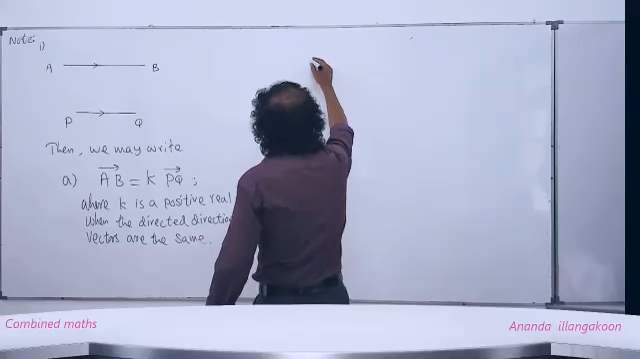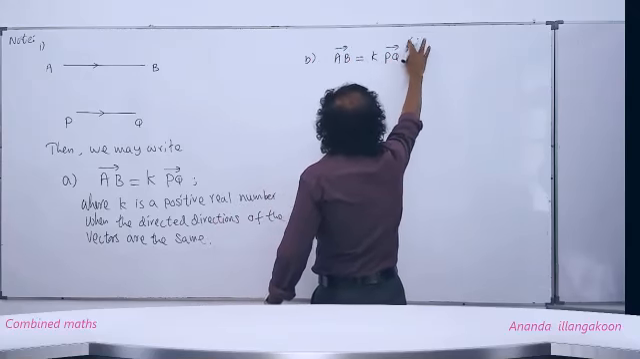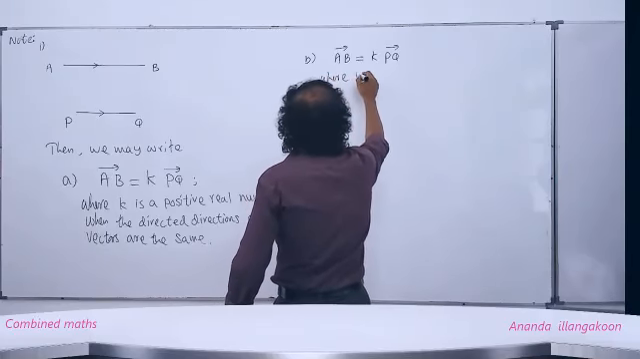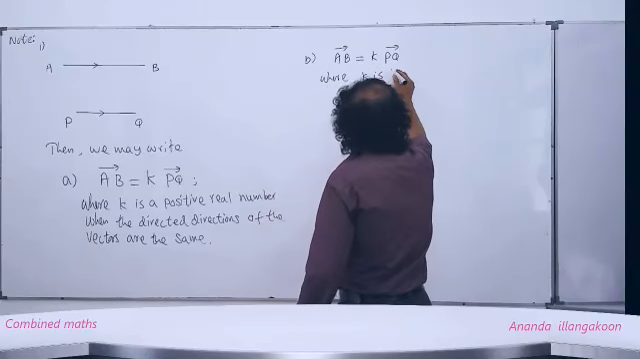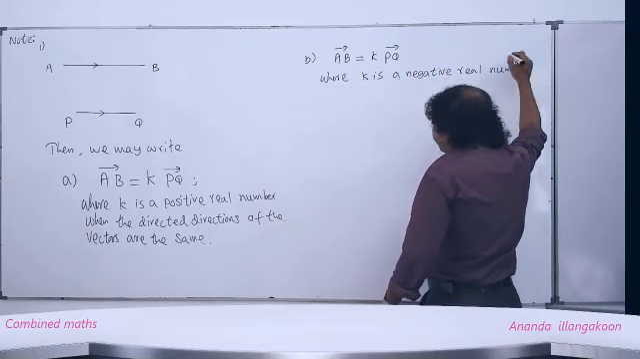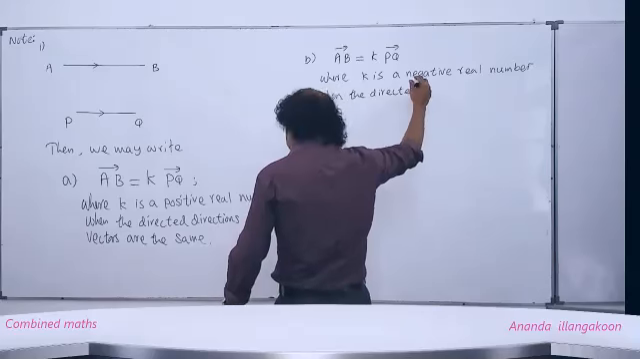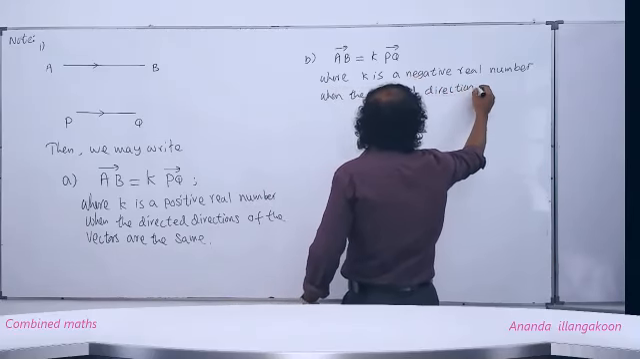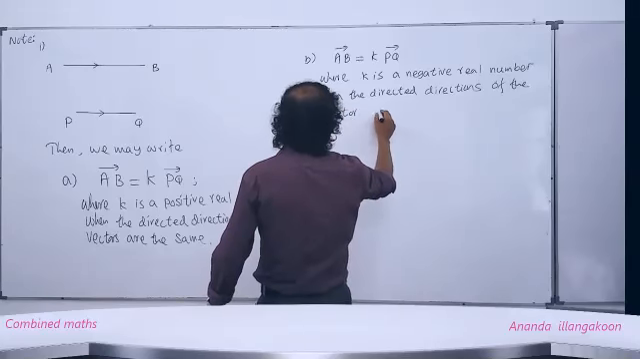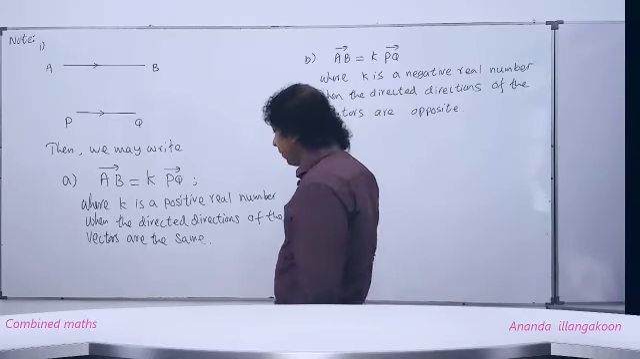Part B, people. AB is equal to K times PQ, where K is a negative real number, when the directed directions of the vectors are opposite. Understand? Right.